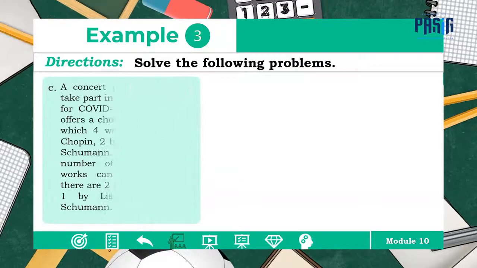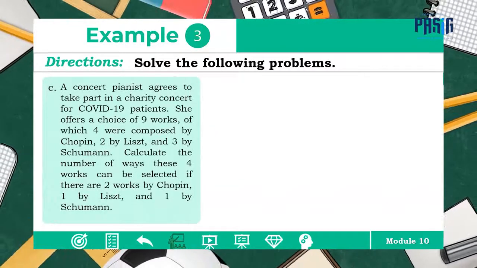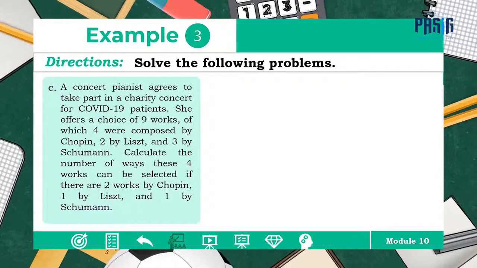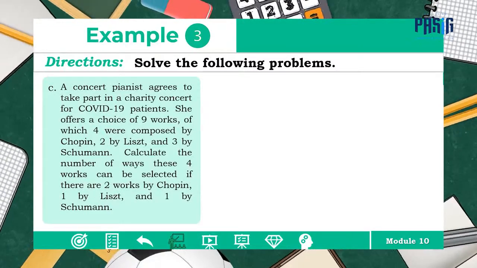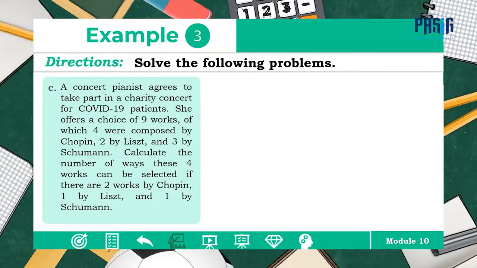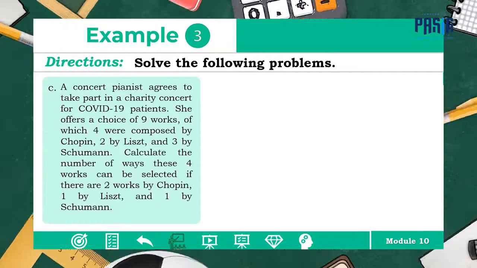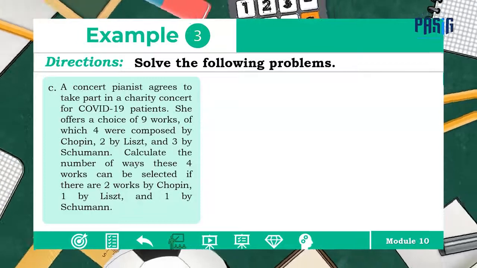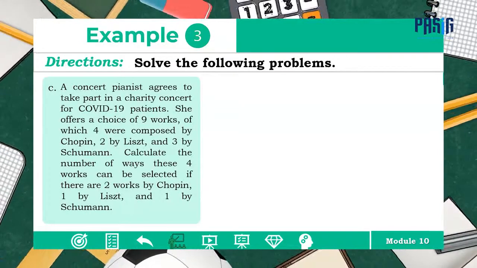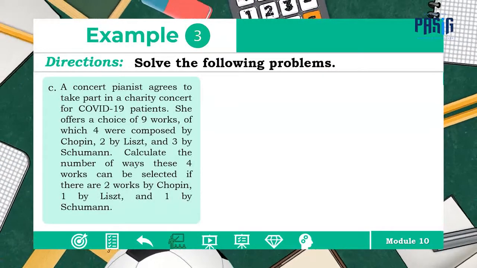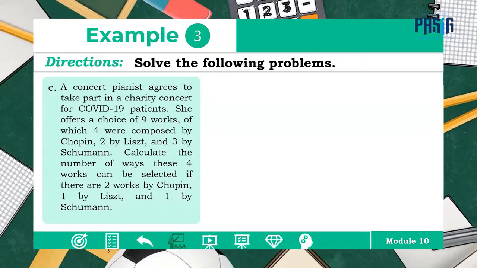Letter C. A concert pianist agrees to take part in a charity concert for COVID-19 patients. She offers a choice of 9 works, of which 4 were composed by Chopin, 2 by Liszt, and 3 by Schumann. Calculate the number of ways these 4 works can be selected if there are 2 works by Chopin, 1 by Liszt, and 1 by Schumann.